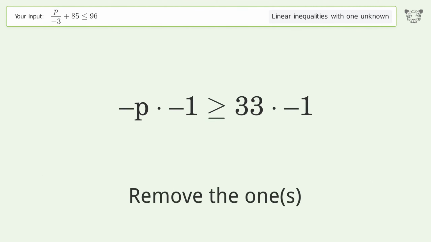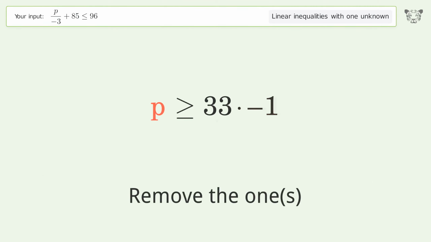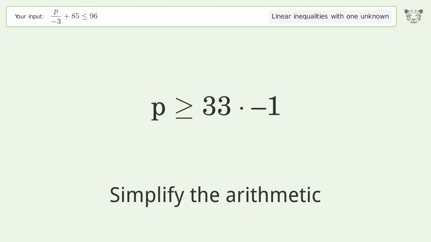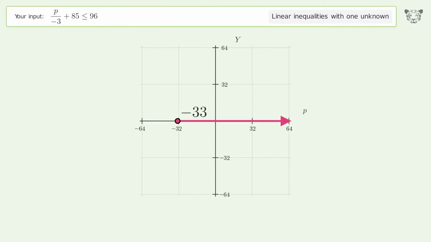Remove the ones. Simplify the arithmetic. Plot the solution on a coordinate grid. And so the final result is p equal or greater than -33.